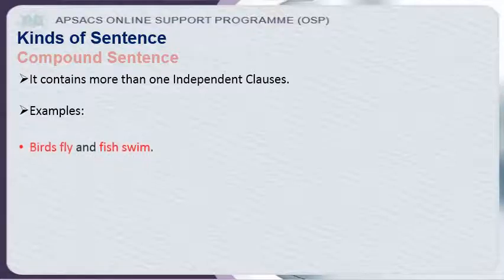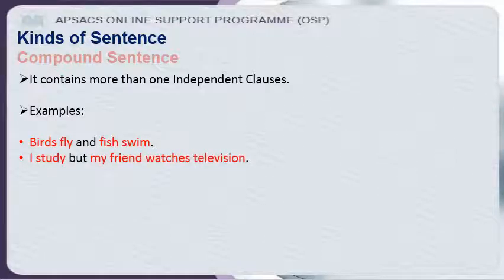Look at the examples. Birds fly and fish swim. I study, but my friend watches television. So if you look at all these sentences, they contain two subjects and two verbs. Alright, so these are two clauses and these are independent clauses. They have their own meaning.